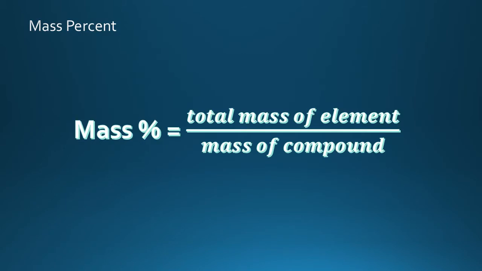This is the technical way to write it. The mass percent is the total mass of all of the element that you're concerned with divided by the mass. I suppose I should have had times 100 here.